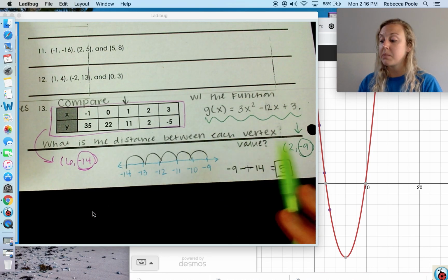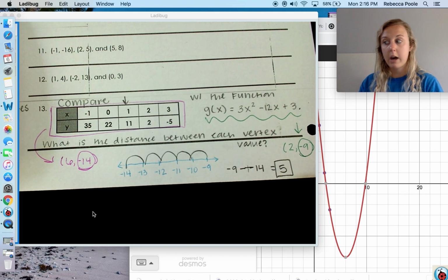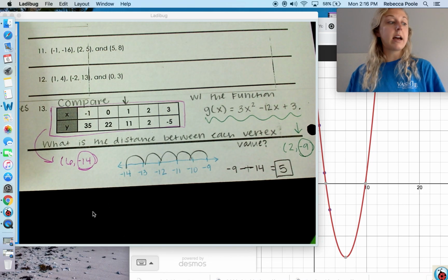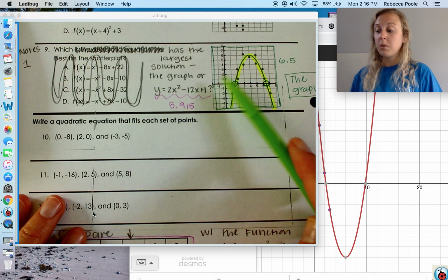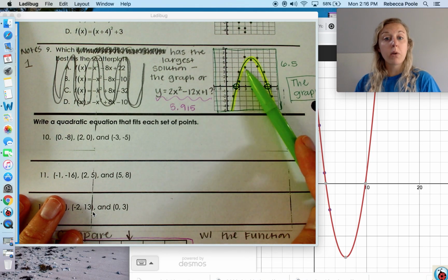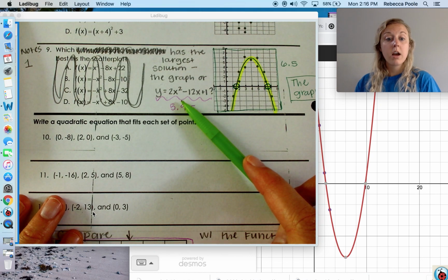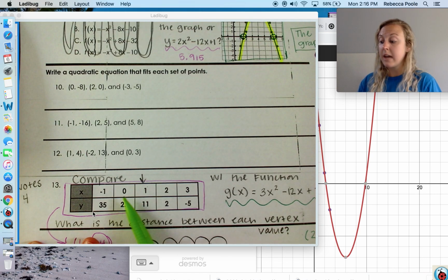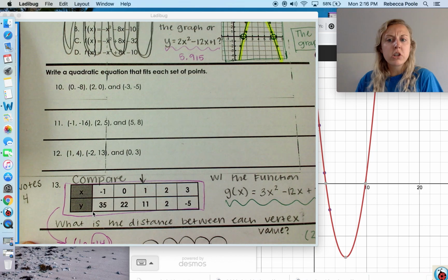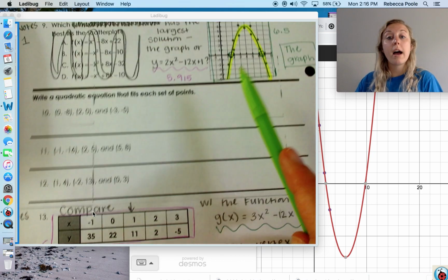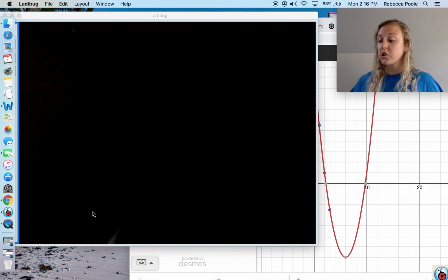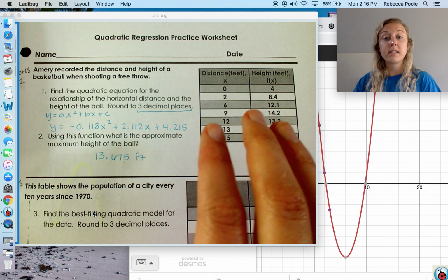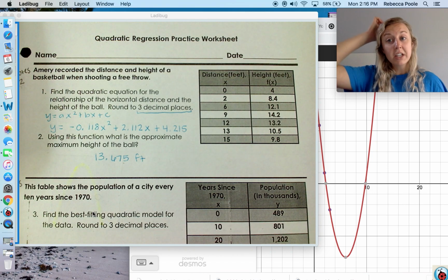That's the distance between each vertex value. Okay? So I've shown you how to compare a graph and an equation. I've shown you how to compare a table and an equation. So that means you could definitely do a table and a graph, right? You also have the steps, and we also did an extra practice problem of putting a table in Desmos. So I feel like you should be good.